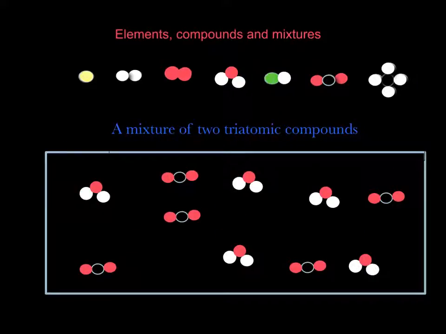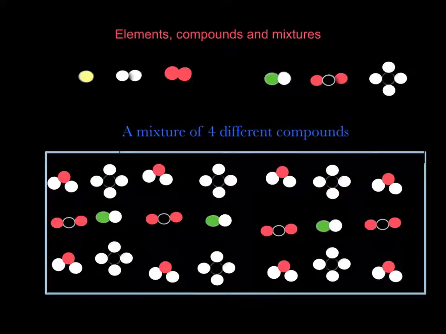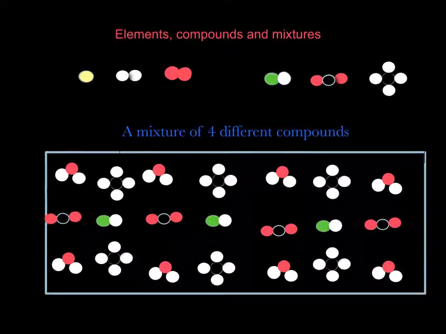This is a mixture of two triatomic compounds because this one has two or more different elements in it to make a compound, and it's triatomic because there's three, and this one for the same reason. This is a mixture of four different compounds because there's this one, this one, this one, and this one. And they're all compounds because they have two or more different elements in them.